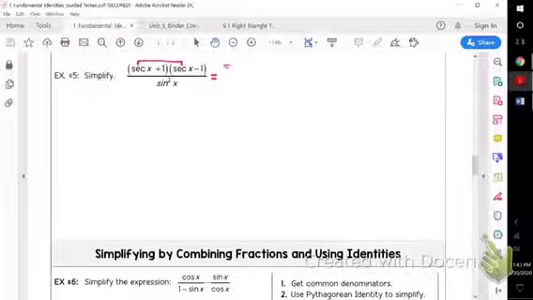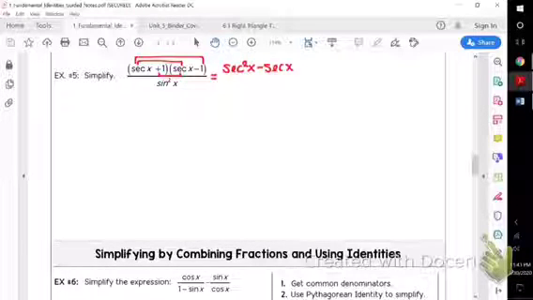Secant times secant is secant squared. Secant times negative 1 is negative secant. 1 times secant is positive secant. And then 1 times negative 1 is a negative 1.